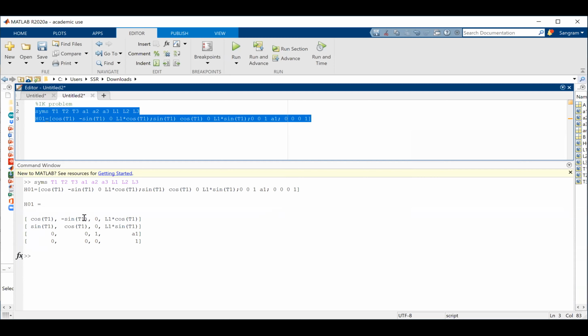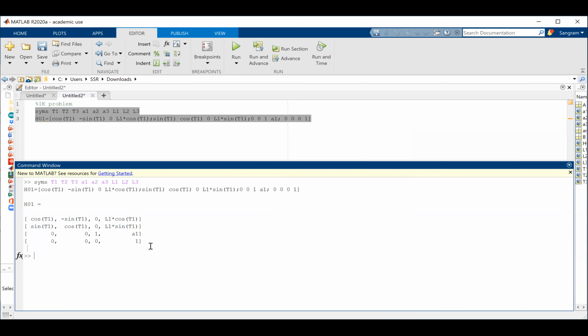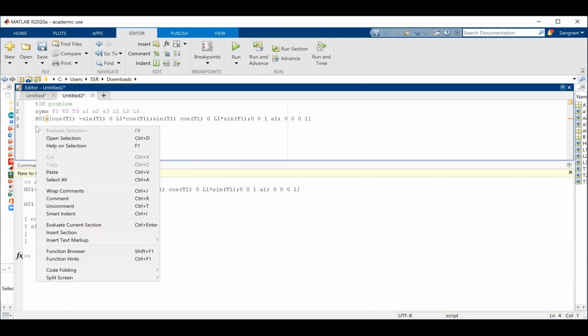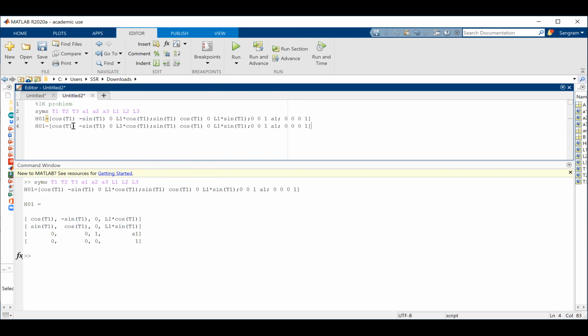So first 3 by 3 is the orientation matrix. Last vector is the distance between the 0th frame and the first frame. And I think it looks correct. So I'm going to take a shortcut. I'm going to say copy this, copy. Then I would paste and just replace T1s by T2.